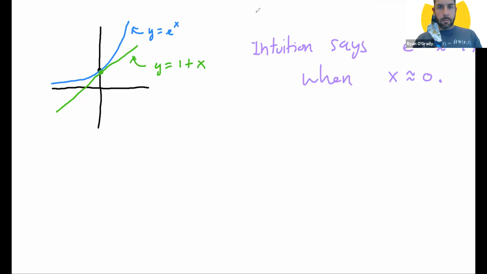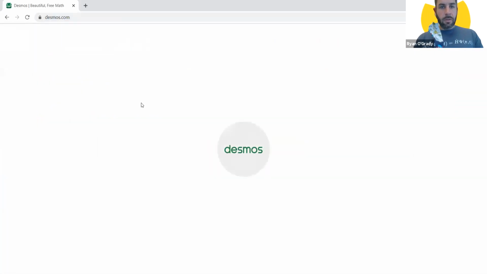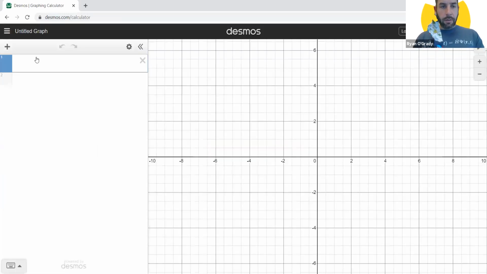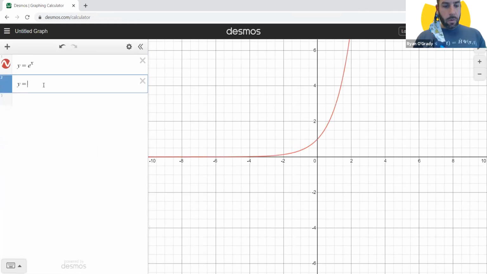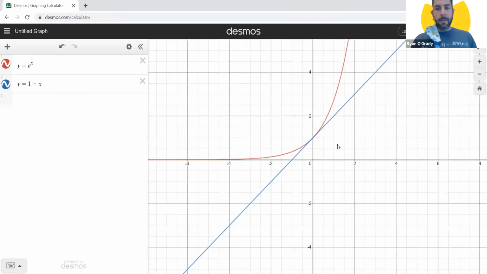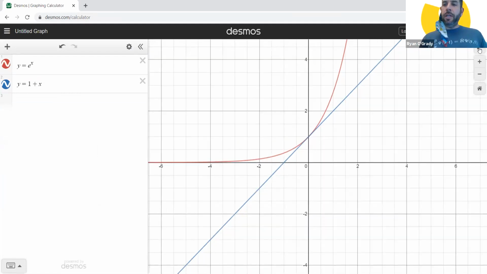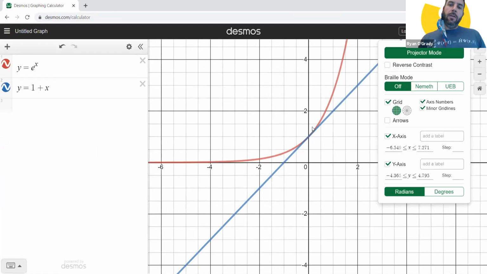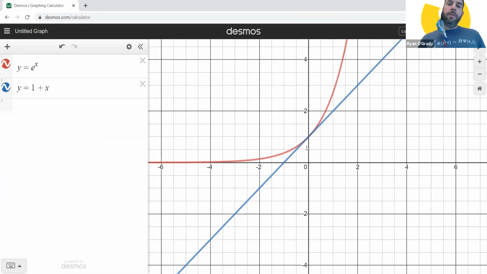If I go to Desmos, what I mean is that you have this sort of approximation. If I do y equals e to the x, I get that. If I do y equals 1 plus x, I get this line just like I suggested. And so from a picture standpoint, the idea is that the red and blue are on top of each other near 0 when x is near 0.